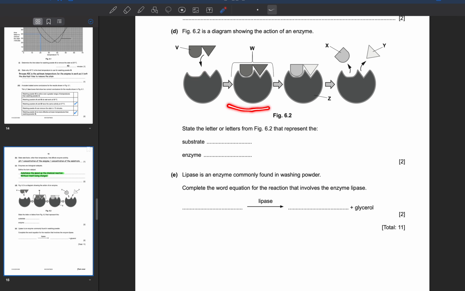W is the enzyme substrate complex. This is an enzyme substrate complex. And here I have X and Y, which are the products. So he wants from me the substrate and the enzyme. The substrate is V, while the enzyme is Z.